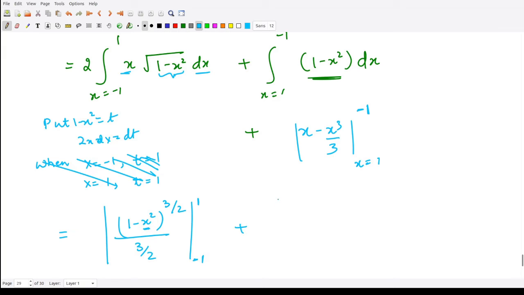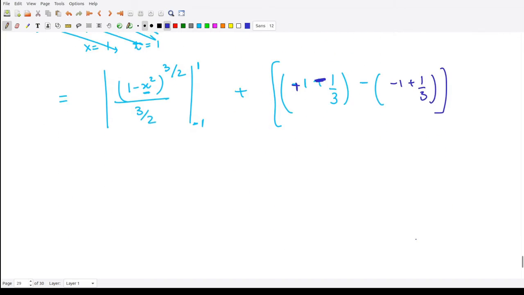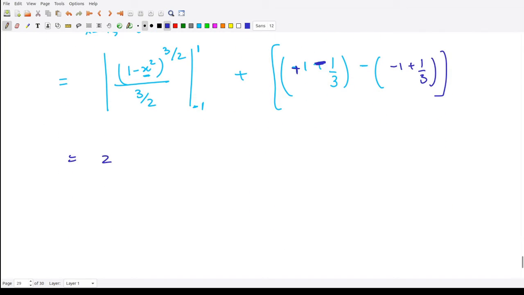For this case, when you substitute the limits, this is the upper limit, and the lower limit would be subtracted. Actually, the limits are from minus 1 to 1. Yes, okay. So when you substitute plus 1 here, you have plus 1 minus 1 by 3, and minus the lower limit, minus 1 plus 1 by 3. Okay, so let's substitute it for the first value here also. So it would be 2 by 3.